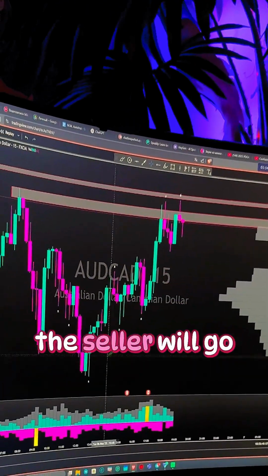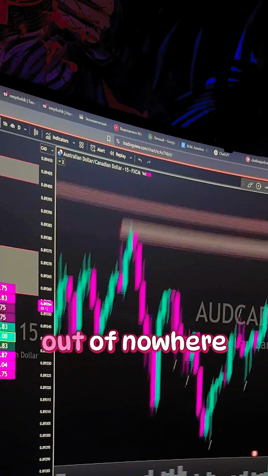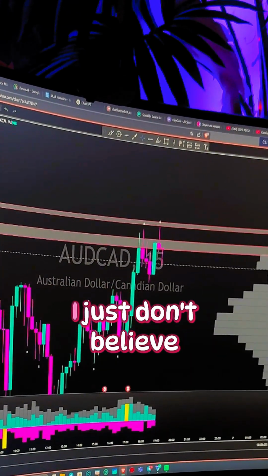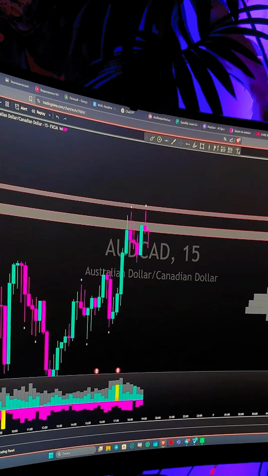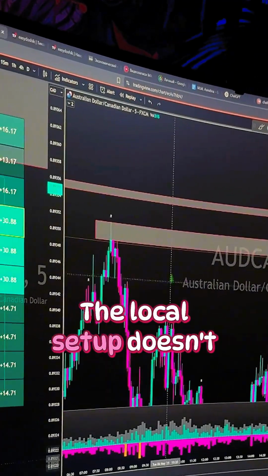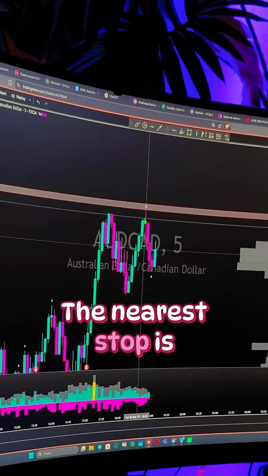I don't believe that the seller will go against such a trend out of nowhere and the buyer will just do nothing. I just don't believe it at all. I see there's already some buyback happening, more or less. All right, they're giving us this candle. The local setup doesn't make sense anymore. The nearest stop is here.